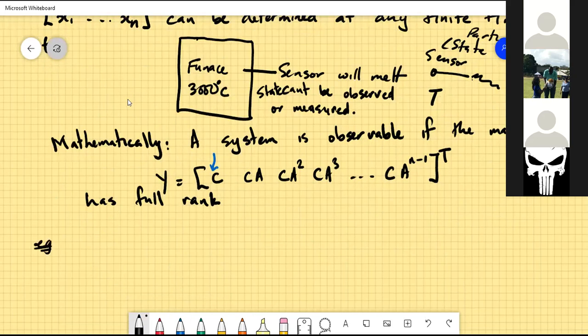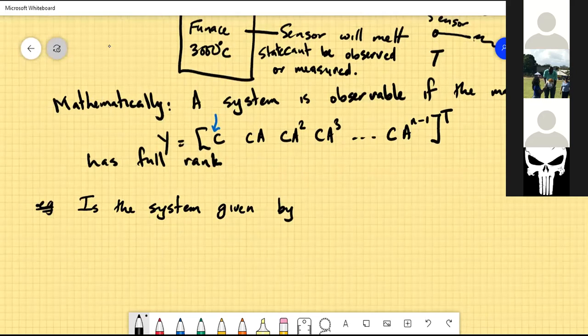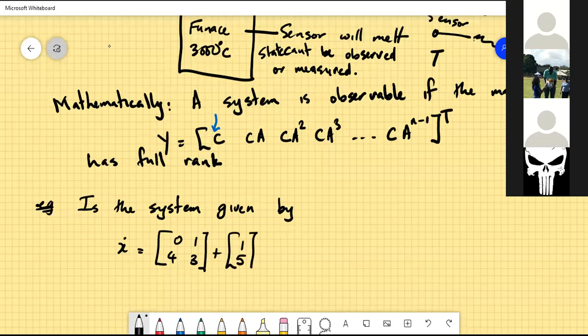So let's go again. We want to find out if this system is observable.